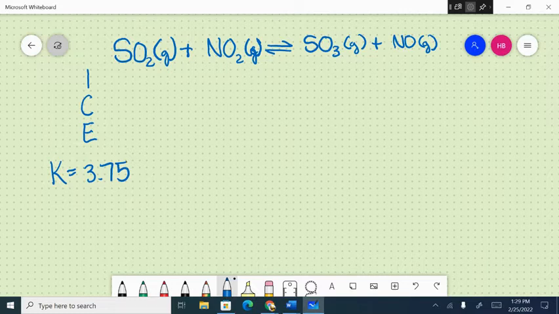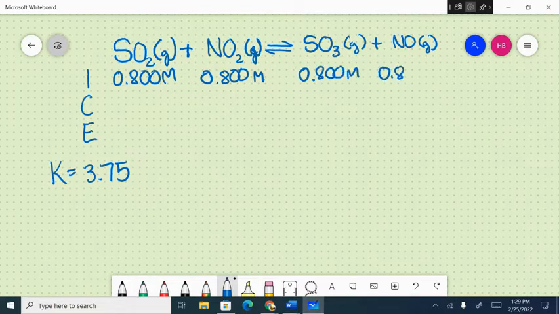For this reaction, if all 4 gases had an initial concentration of 0.80, calculate the equilibrium concentration of the gases. So now we have to do a little bit of analysis to figure out which side gets the negative and which side gets the positive. If one reactant gets a negative, they all get a negative. If one reactant gets a positive, they all get a positive.